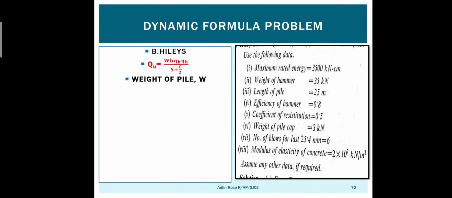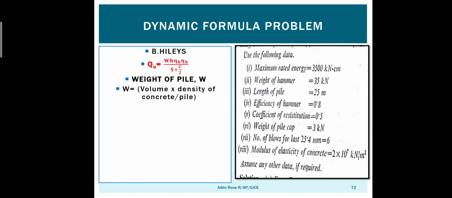So now first you find the energy, or we can find the weight separately also. First you'll find the weight of the pile. What is the weight of the pile? Weight of the pile is not given in the question, so we should find the weight of the pile. We know that density is equal to mass by volume, or density is equal to weight by volume. And from that formula, weight is equal to density into volume.